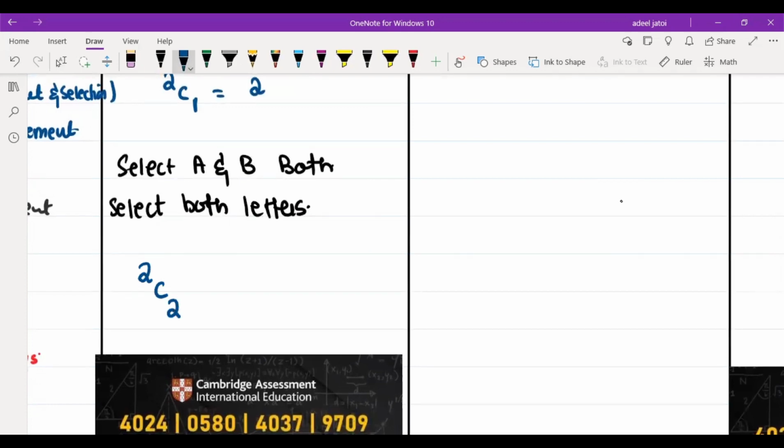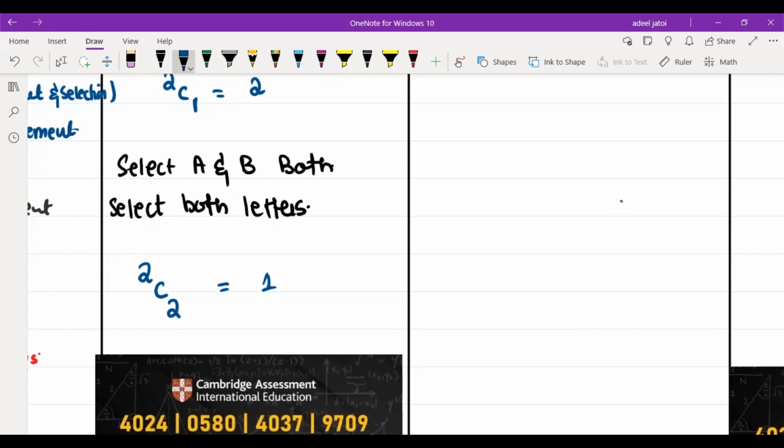2C2. That means you are choosing two letters out of two. So whenever you do 2C2, you will have 1. That means you will be selecting A and B. When you are selecting A and B, you will be picking up A and B together. So you will have only one way to write it down.